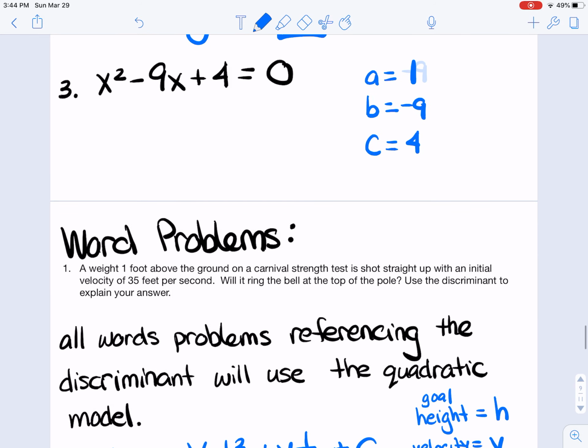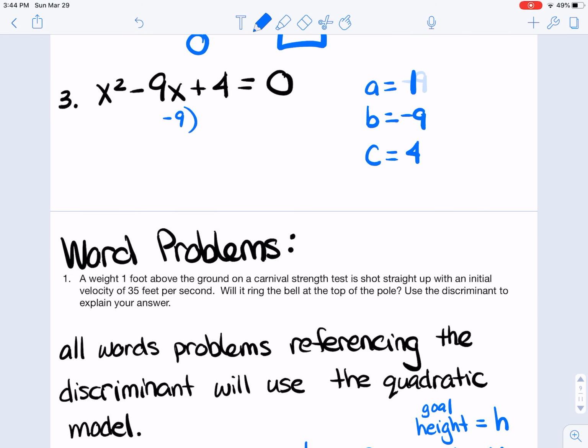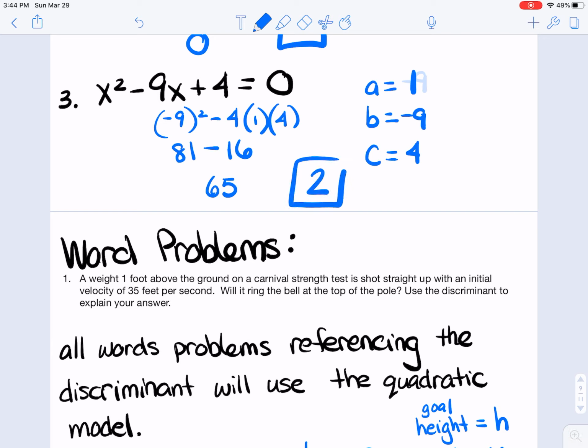Okay. Now, when I plug this in, I have negative 9 squared minus 4 times 1 times 4. This is 81 minus 16. 81 minus 16 gives me 65. Even if for a second maybe you didn't have a calculator, you were in a rush, maybe you didn't know it was exactly 65, you know that whatever it is, 81 minus 16 is going to be something positive. And a positive discriminant is going to produce 2 answers. So my answer is 2.